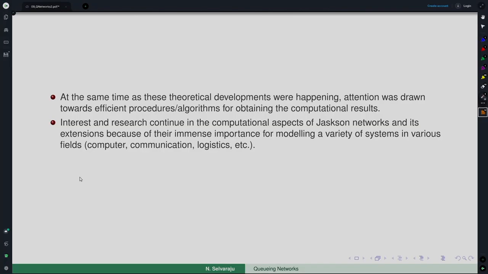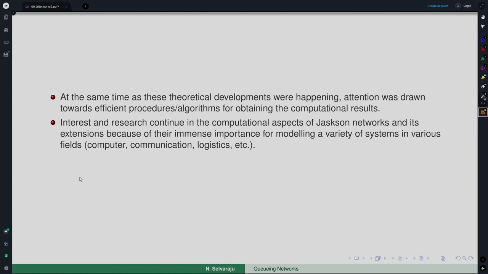While this was happening, attention was also directed towards efficient procedures or algorithms for obtaining computational results. In each case, you have to look at the normalization constant, whether it is an open or closed network. Even in the open case, we did not assume that it factors into a product of marginals; it is just a product form. So, you will still have a normalization constant which you need to compute. Obviously, in a closed queue network that is inevitable, but in open networks also, within the product form network, you will get a normalization constant. How you compute it efficiently has to be looked at. Otherwise, theoretically you are developing, but the applicability will be limited if you do not have a procedure for that.